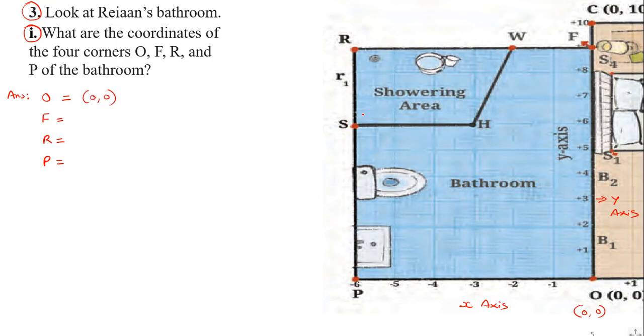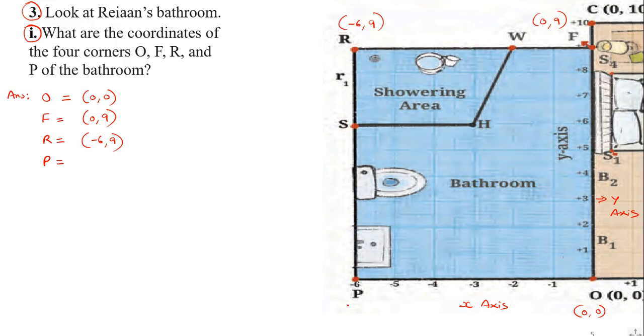Then F is on the y-axis, so x will be 0, and y is 9. So F is 0 comma 9. Then R: x is minus 6 and y is 9. So R is minus 6 comma 9.